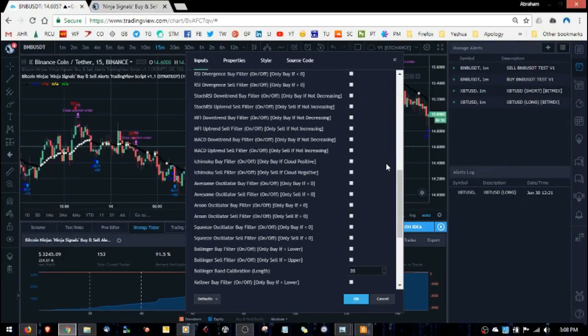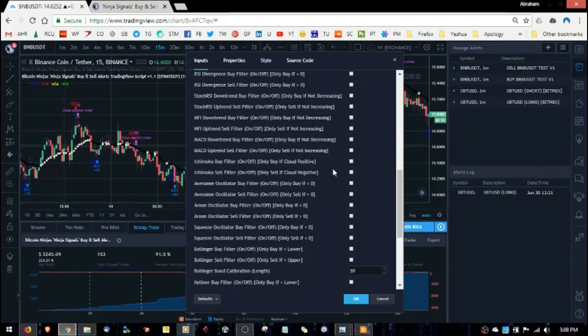Same thing with the MACD trend filters. Do not let buy arrows through when MACD is trending down or falling. And similarly with the uptrend sell filter, do not let sell arrows or sell alerts through when MACD is rising. There's also a custom-coded Ichimoku cloud buy and sell filter.